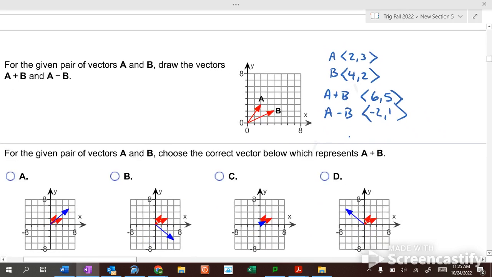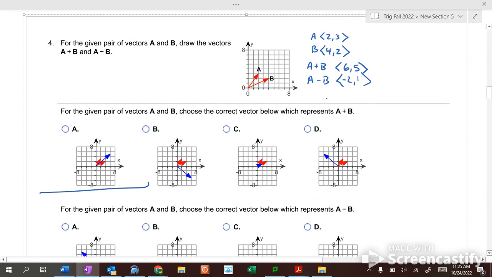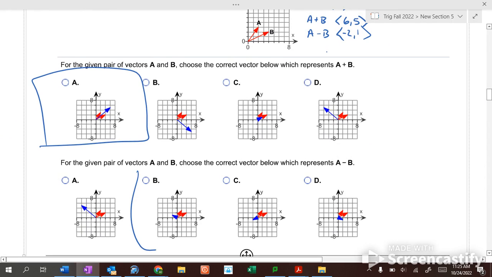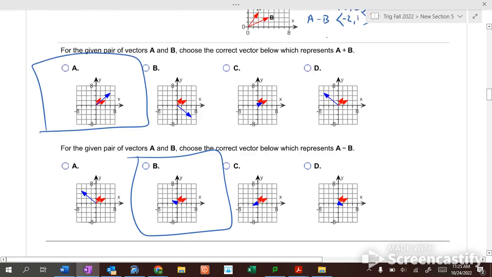Okay. So, if you add the two vectors, 6 and 5 go there. Negative 2, 1 would be there. Okay? All right.